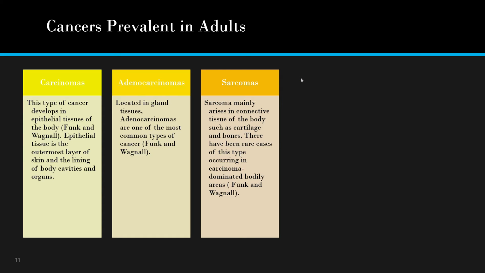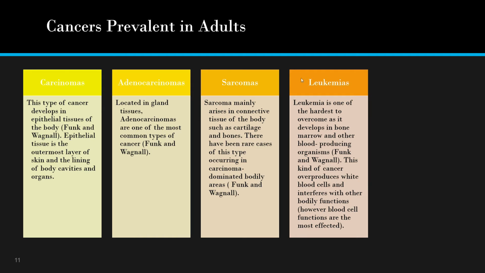Sarcomas are mainly in the cartilage and bones of a person. They can occur in areas that are mainly predominated by carcinoma, but they mainly stick to those areas. Then there's leukemias, one of the hardest things to overcome, and it develops in the bone marrow. The main treatment is where bone marrow transplants are used.